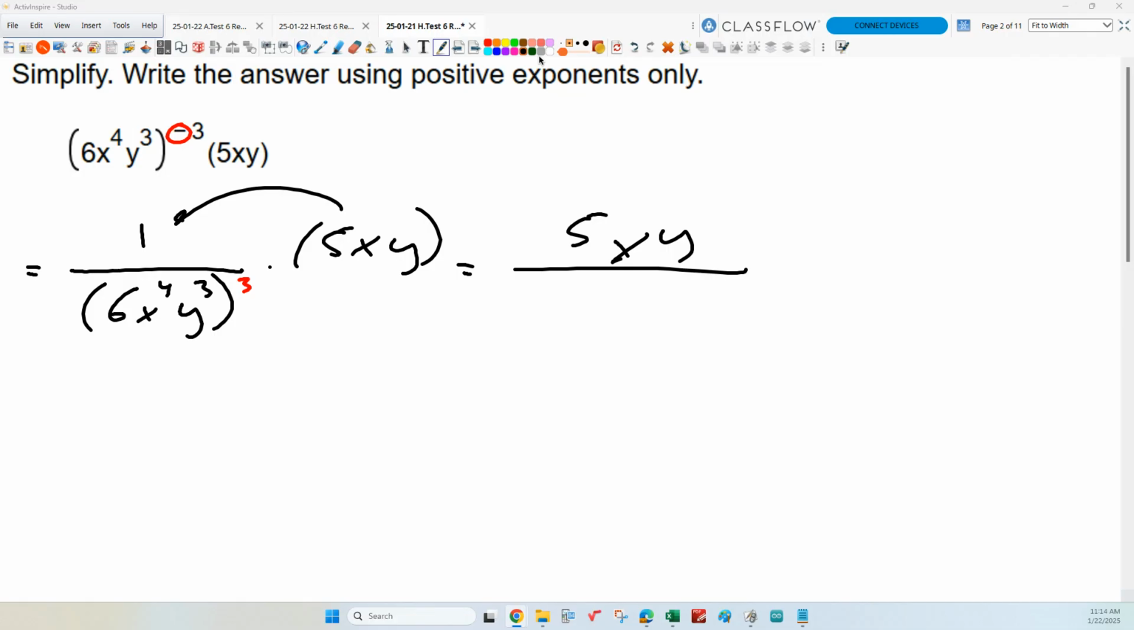So then what's that give me on the bottom? I have to distribute that exponent to how many different factors? 3, yeah. What's the first one? 6. Good, so I'm going to get a 6 cubed times x to the 4th cubed times y cubed.